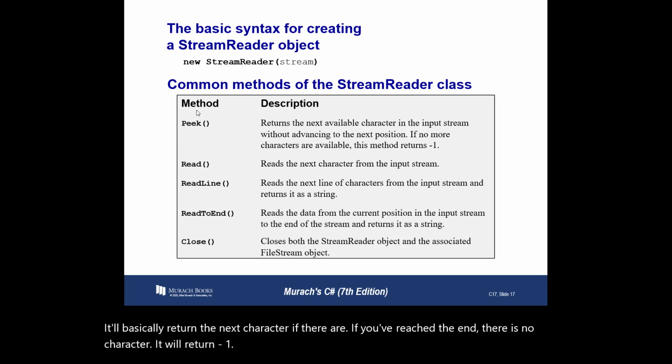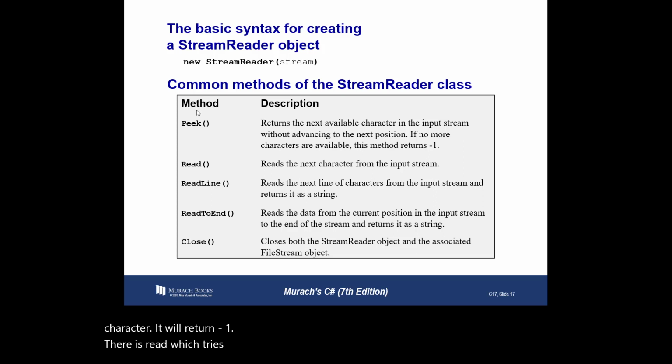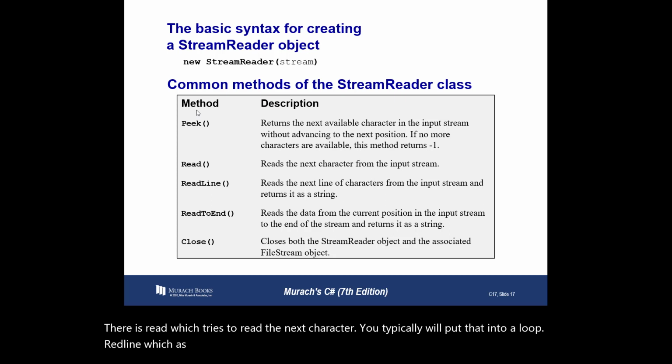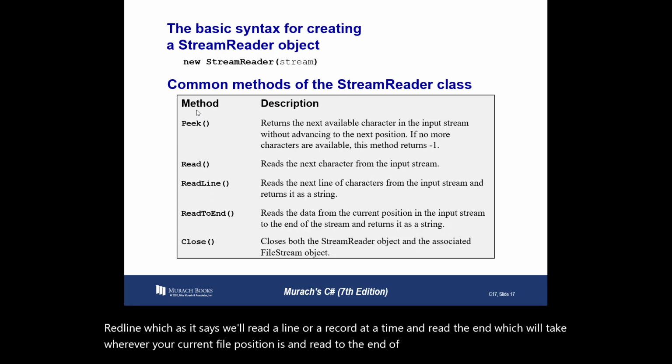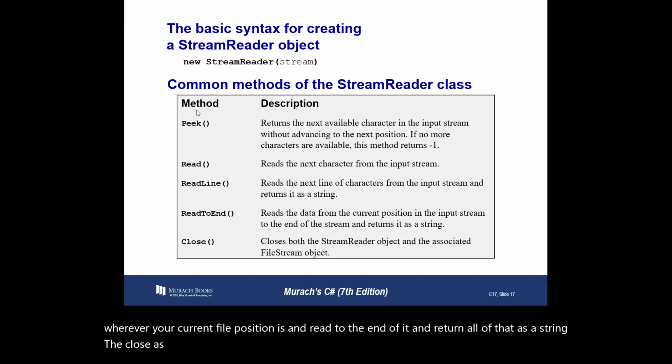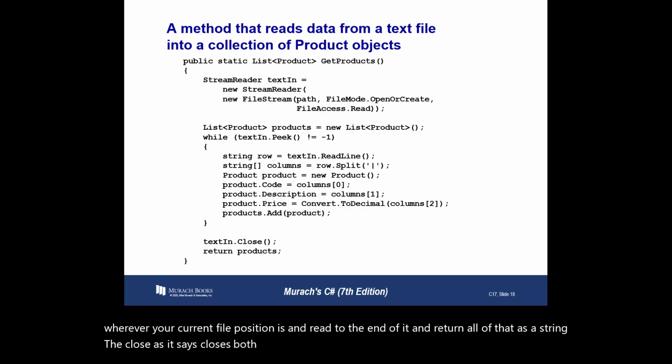There's read, which tries to read the next character. You typically will put that into a loop. Read line, which as it says, will read a line or a record at a time. And read to end, which will take wherever your current file position is and read to the end of it and return all of that as a string. The close, as it says, closes both the stream reader and the file stream object. Again, there are more examples in here. I'm not going through those right now.